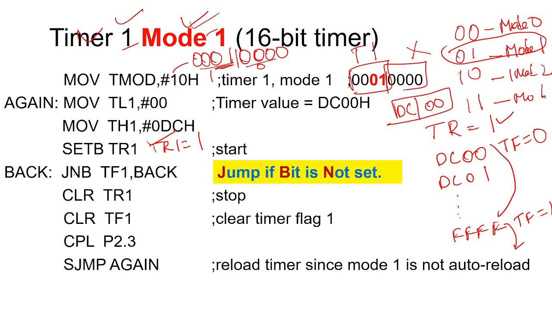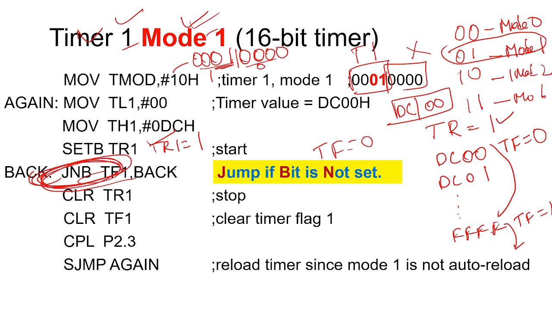So you can see here JNB TF1. This is your timer flag. During the counting, the timer flag is 0. What is JNB? Jump if bit is not set. TF is 0, that means not set, right? Because TF is 0, the bit is not set. Where to jump? Back. How many times do you have to jump? From DC00 to FFFF, this condition will be satisfied, so it will keep on looping.